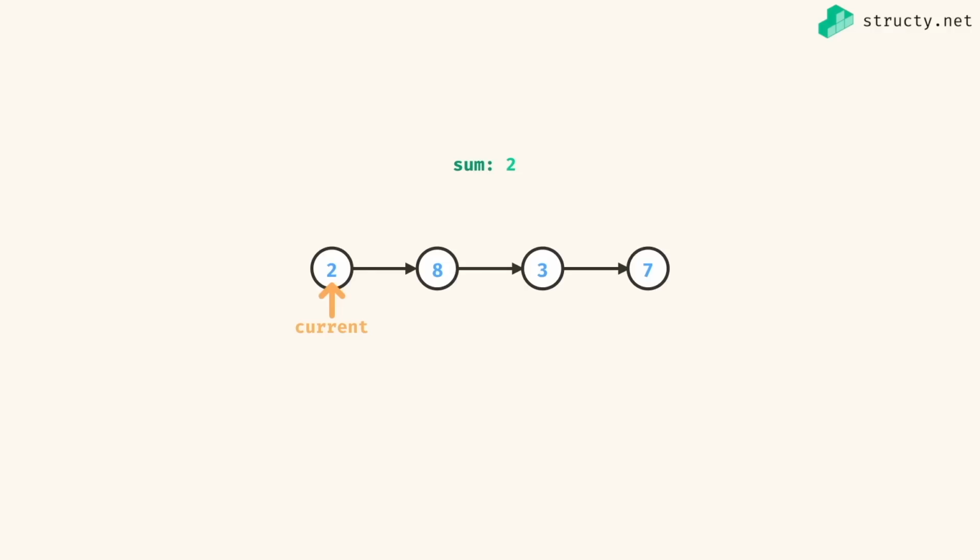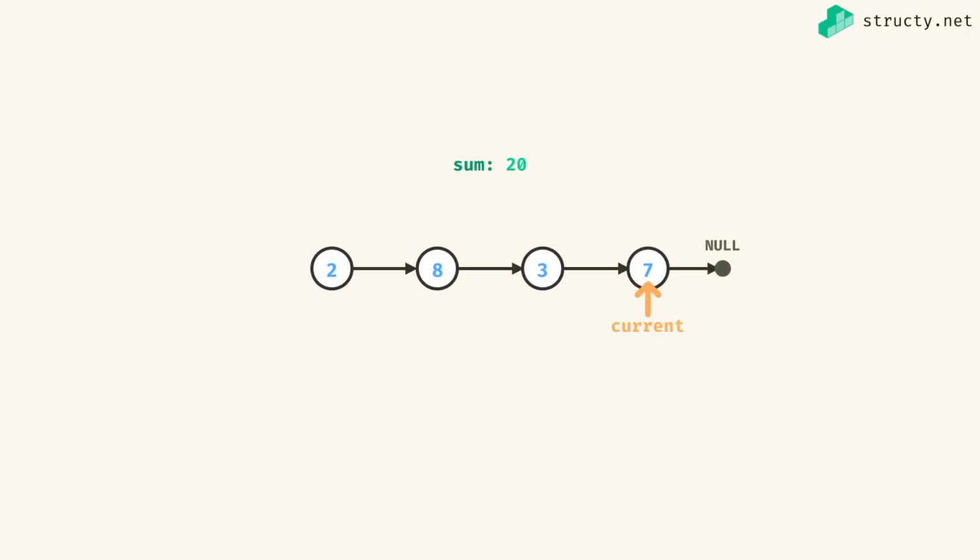Then I can set current equal to current.next. I can add this 8 into my sum, getting 10. Next iteration, I can add my 3 into the sum, getting 13. Next iteration, I can add 7 into the sum, getting 20. And I know that technically 7 does have a next pointer, and it does point to null. So let's say I drew that out explicitly.